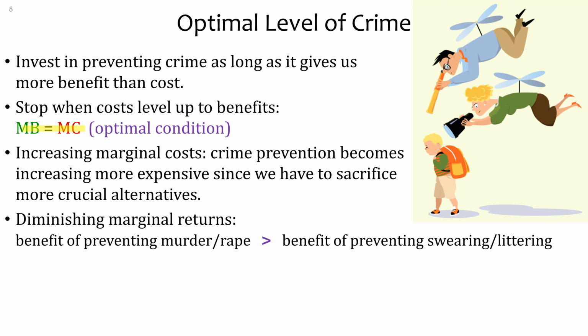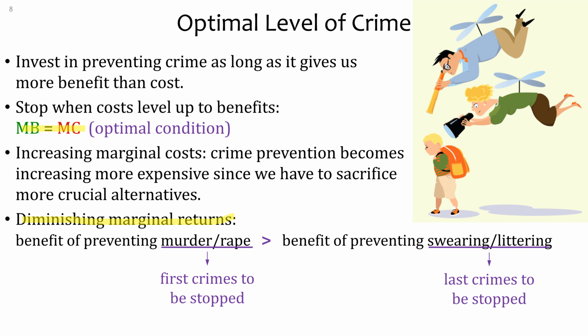And then another thing from the last slide is diminishing marginal returns. Again, a very useful concept that you're going to see again. The idea is that the benefit of preventing murder and rape is much greater than the benefit of preventing swearing or littering. In other words, the first crimes to be stopped give us much more benefit than the last crimes to be stopped. It's not as critical to stop minor offenses.